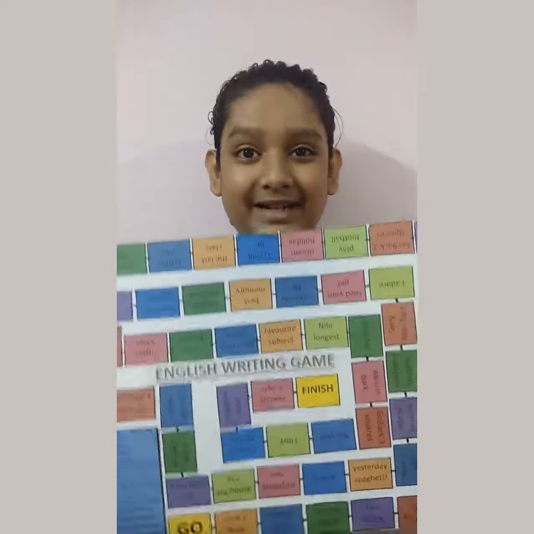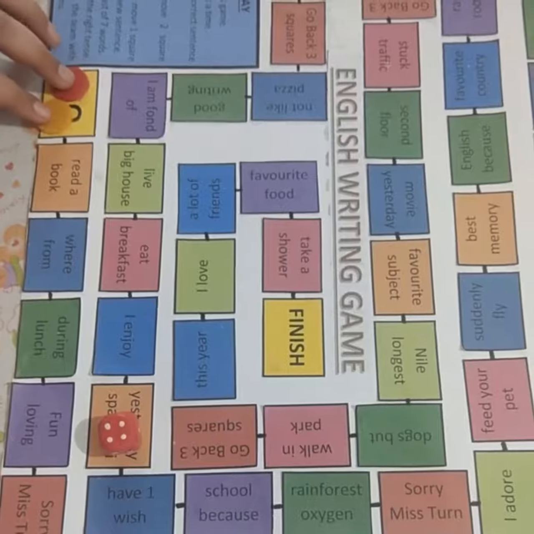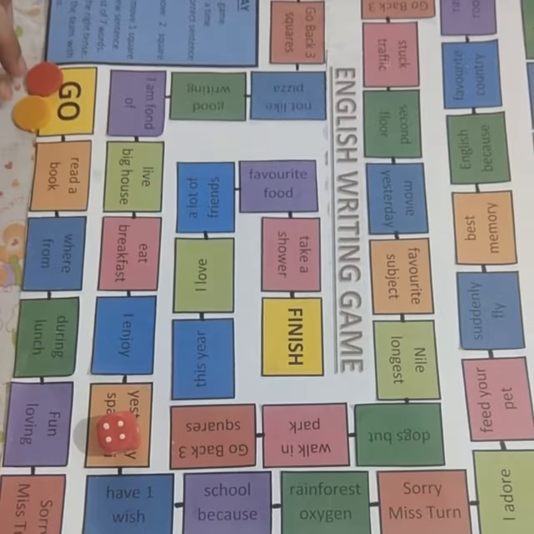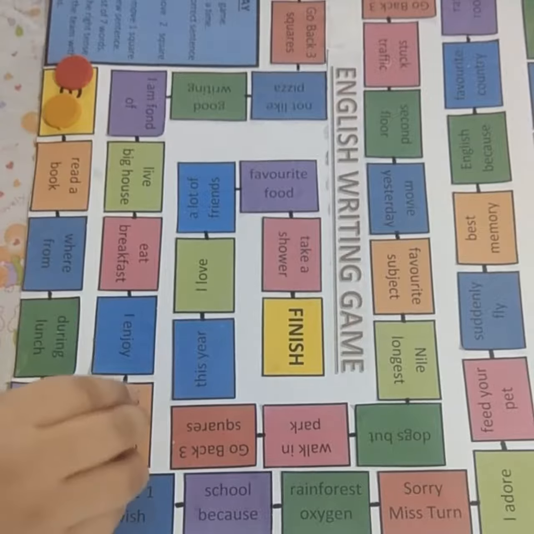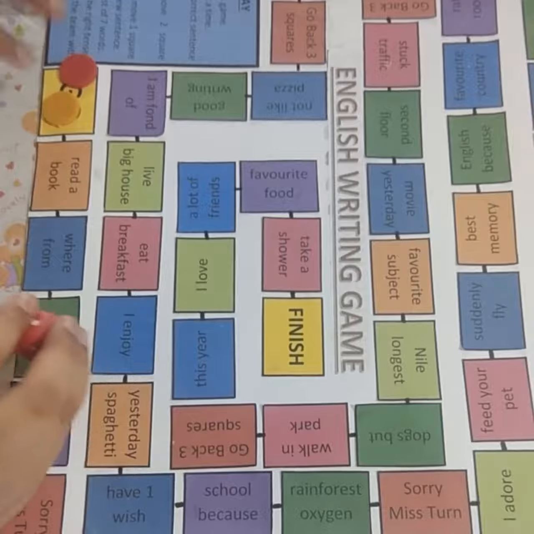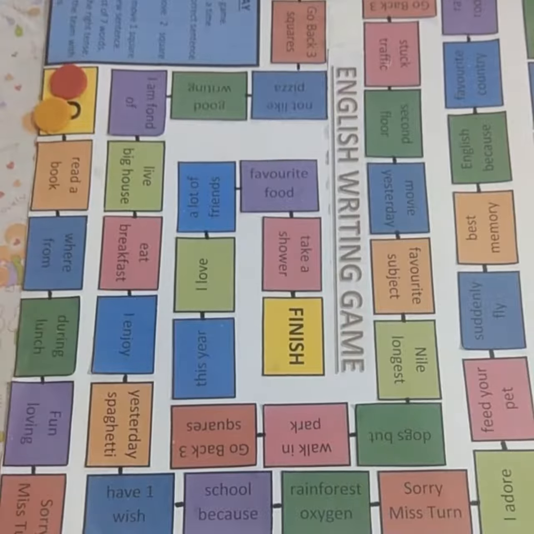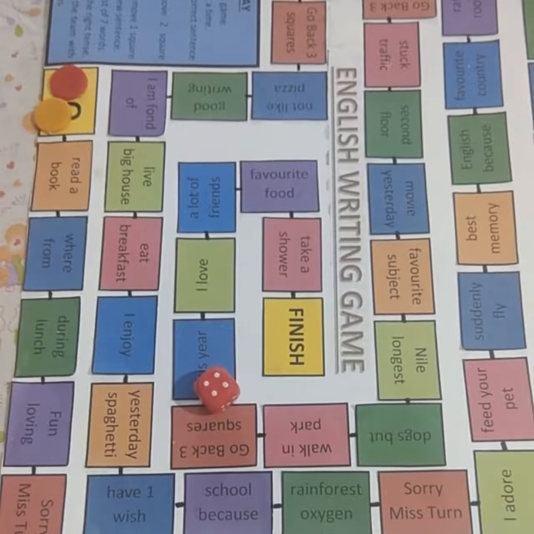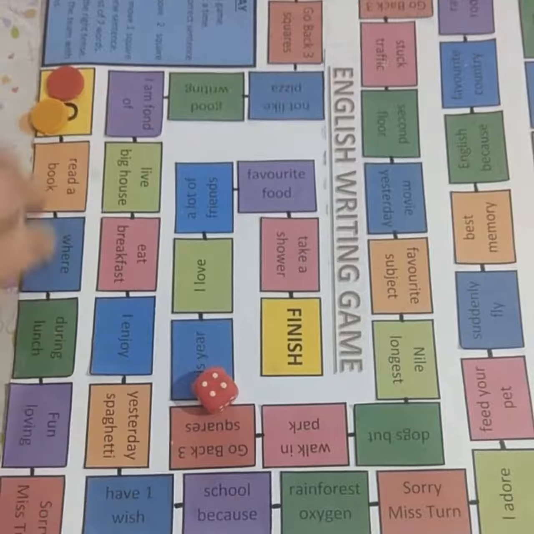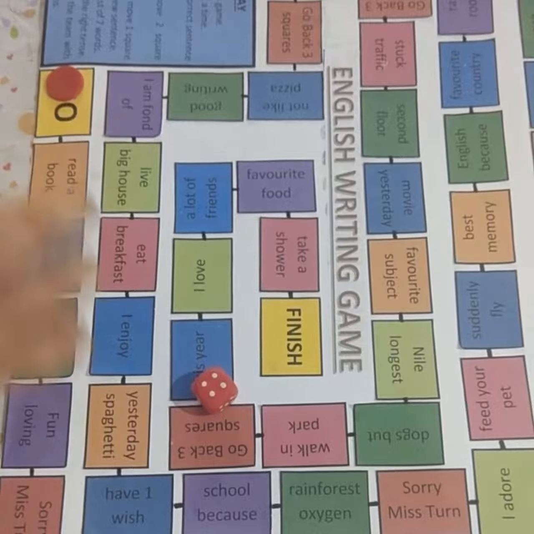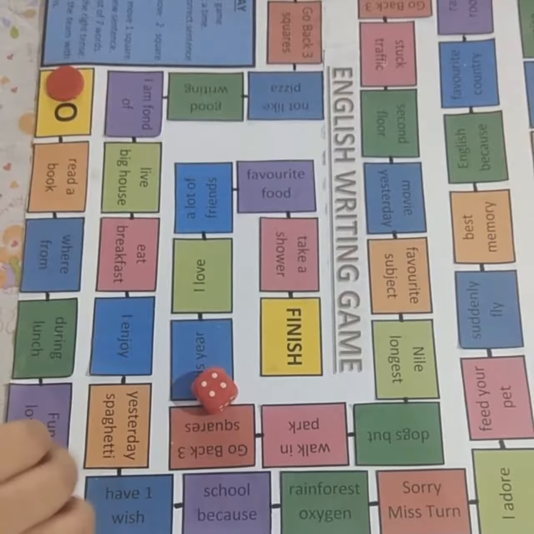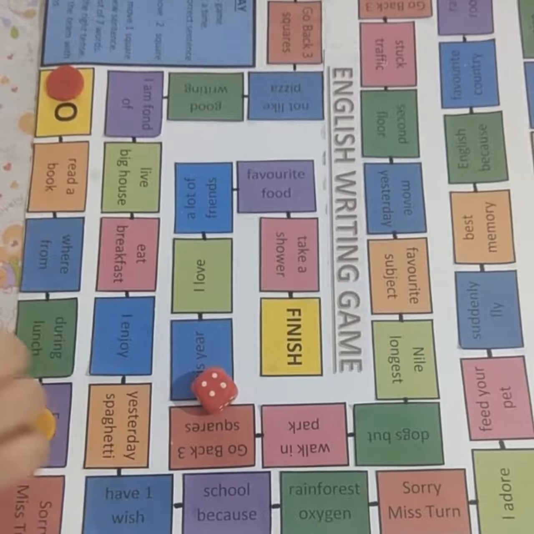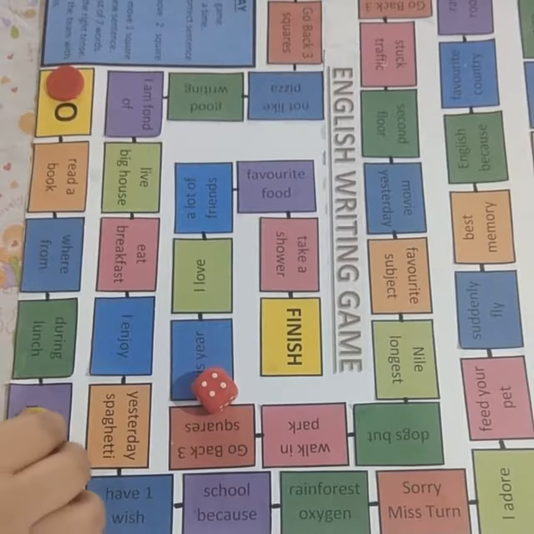So let's start. So here you can see there are two players on board. They will decide which player will roll the dice first. So the first player has rolled the dice. Okay, so he got 4. He will move 4 steps forward. He is on fun loving. So he will make a sentence for fun loving.